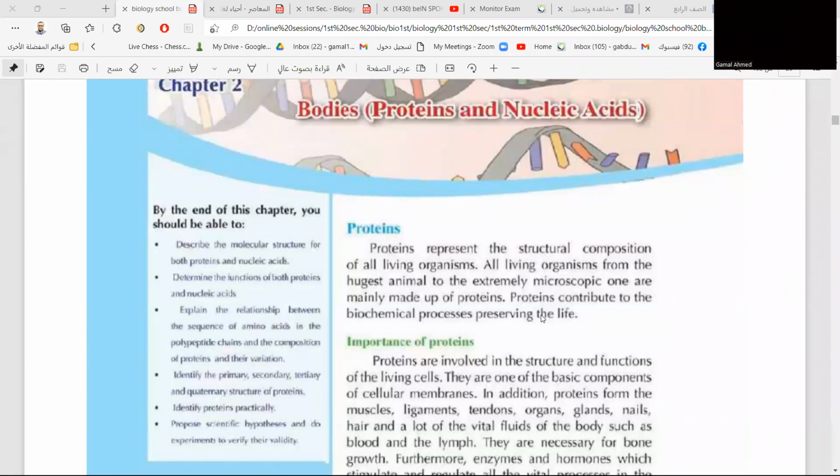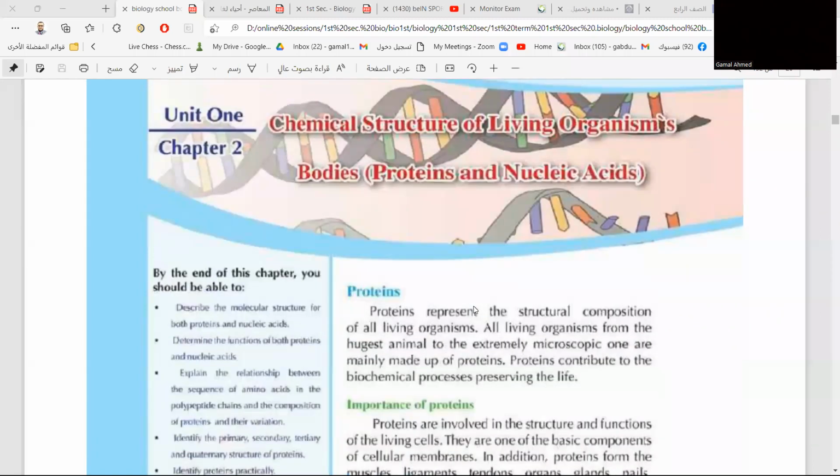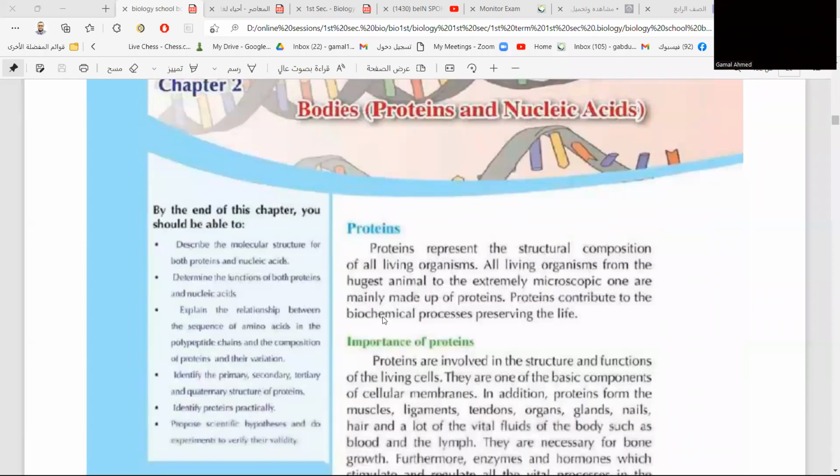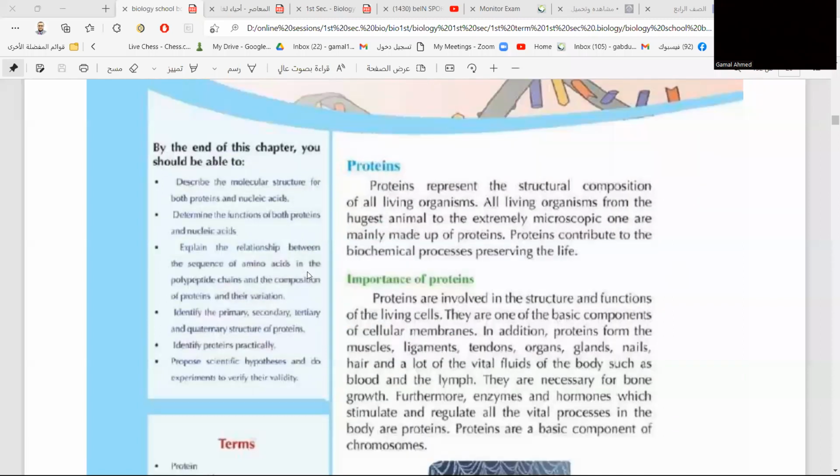Now we are going to study proteins and, inshallah, nucleic acids as examples of biological macromolecules in our body. Our body is made mainly of 4 types of biological macromolecules: organic molecules, carbohydrates, lipids, proteins, and nucleic acids. Proteins. Now we have to talk about proteins. They represent the structural composition of all living organisms. Most of our body is made of protein. If you see your body, many parts and many organs are made of protein.